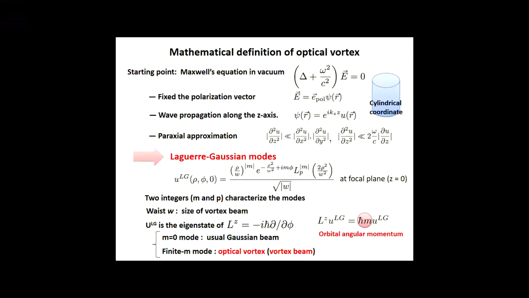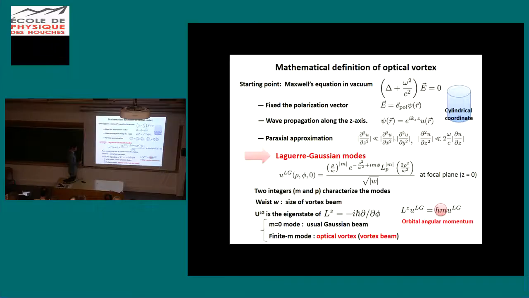More mathematically, the vortex beam is defined by the solution of the Maxwell equation. Here we consider the propagating electromagnetic wave around the cylinder axis, the z axis, and by solving this simple Maxwell equation, we get the so-called Laguerre-Gaussian mode, like this. The detail of this equation is not important. The Laguerre-Gaussian mode is another name of the optical vortex. This equation has only three important parameters.